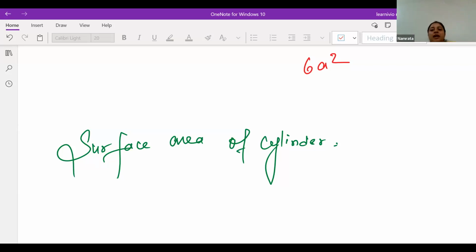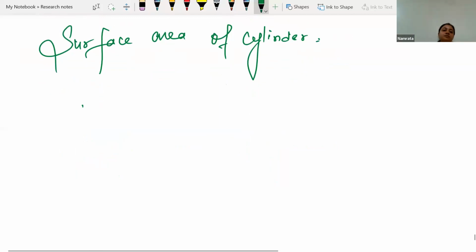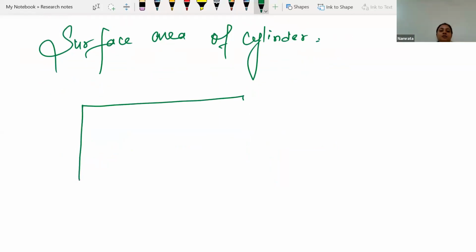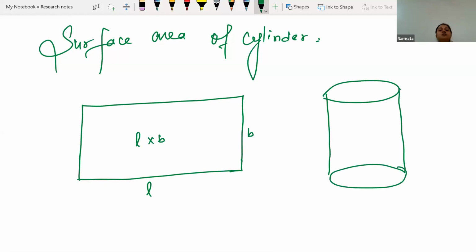So let me make a rectangular sheet at first. We had a rectangular sheet whose area will be, if length is L and breadth is B, L times B. Now we are just folding it and making a cylinder out of it, like this. And we are thinking about what the surface area of this cylinder will be.